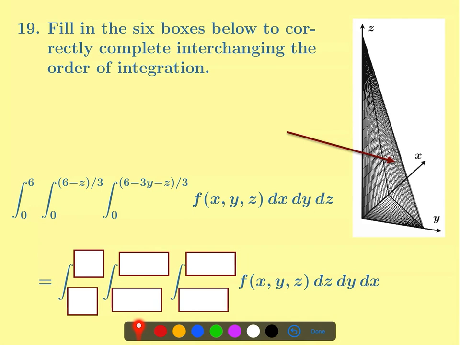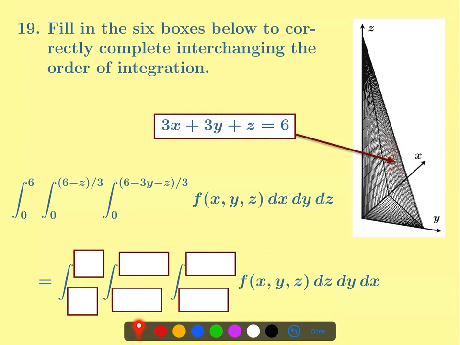So let me write that down. I'm going to write x equals this, except I'm going to simplify that. If this is equal to x, then 3x will be 6 minus 3y minus z. If I bring the 3y and z over, I'll have 6 equals 3x plus 3y plus z. So I'm going to write this as 3x plus 3y plus z equals 6. So that's this plane.